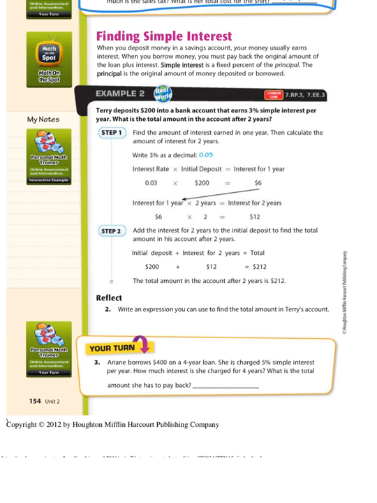All right, so example 2. Terry deposits $200 into a bank account that earns 3% simple interest per year. What is the total amount in the account after 2 years? Well, first we need to find what the simple interest was after year 1 and then after year 2, and then we need to add that to the amount that was originally deposited. So how we're going to find simple interest is we're going to calculate 3% of 200.